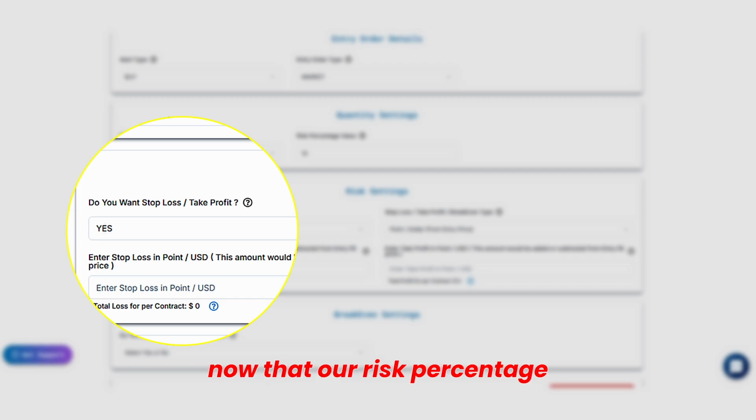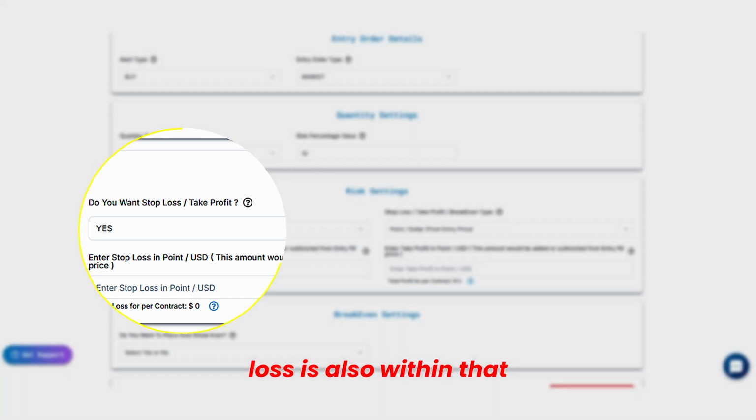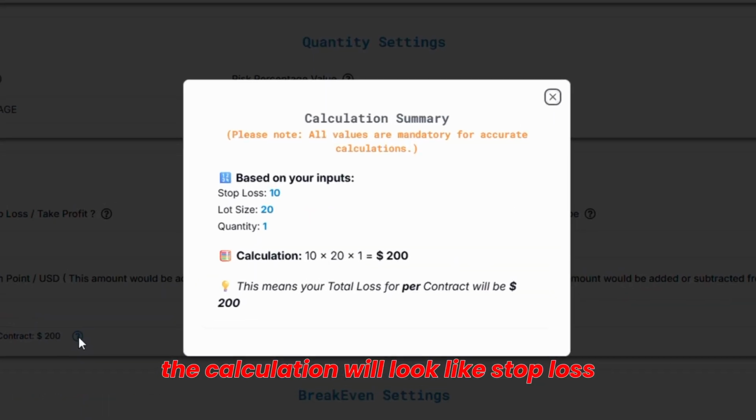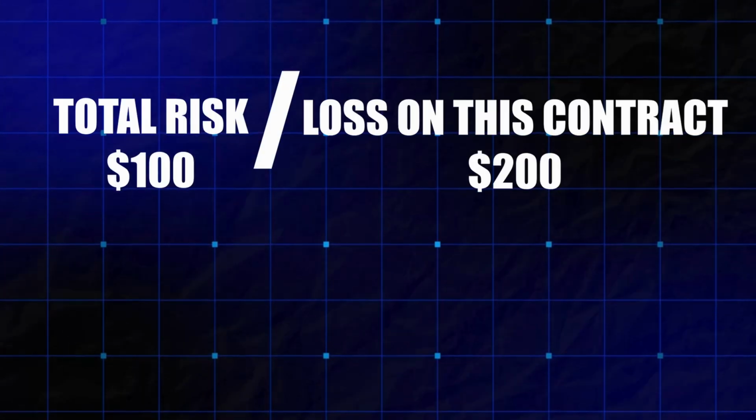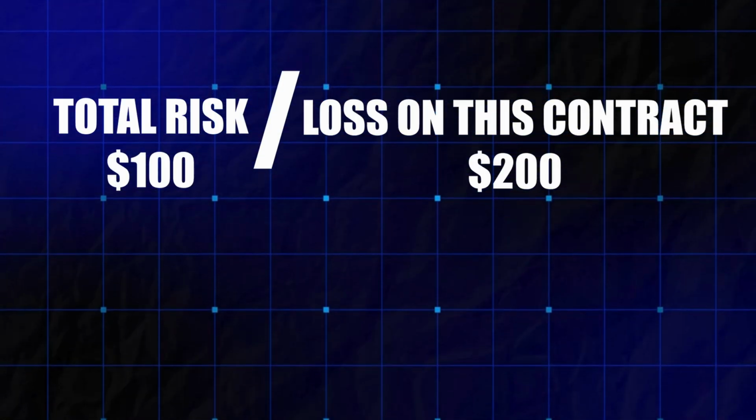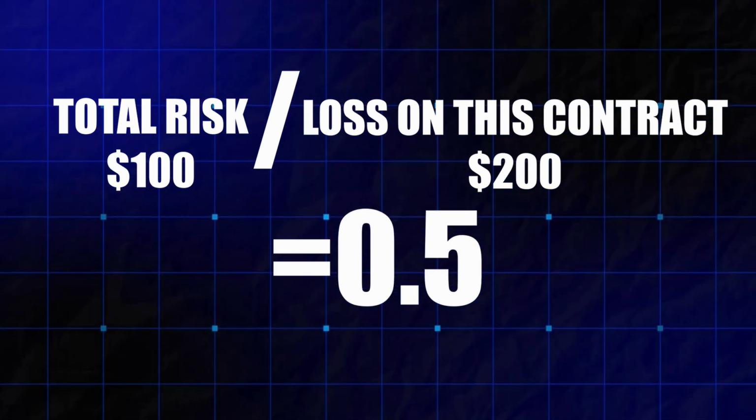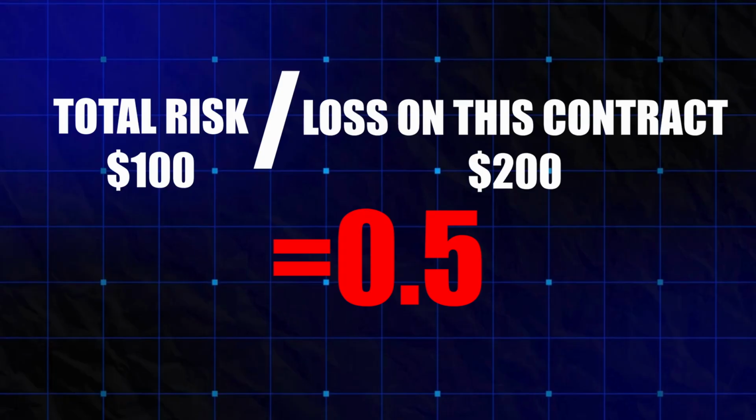So now that our risk percentage is $100, we need to make sure our stop loss is also within that range. Now, when we enter a point stop loss, and let's assume I entered 10 points as a stop loss, the calculation will look like stop loss points multiplied by lot size multiplied by quantity. So in this case, it will be 10 into 20 into 1 equals $200. If we divide total risk $100 by our loss on this contract, $200, the value we get is 0.5. The system will throw an error as this value should never be less than 1.